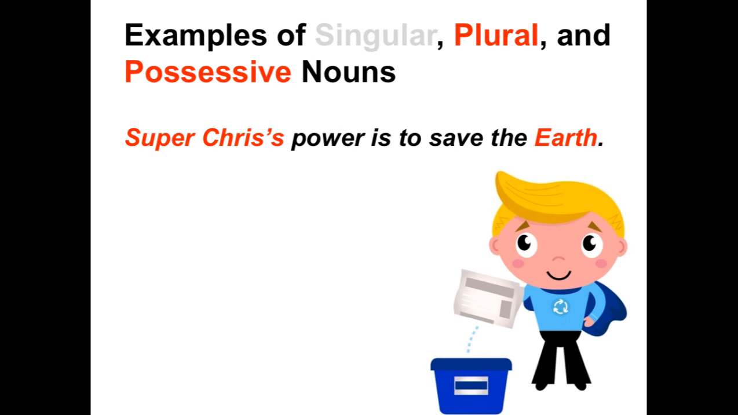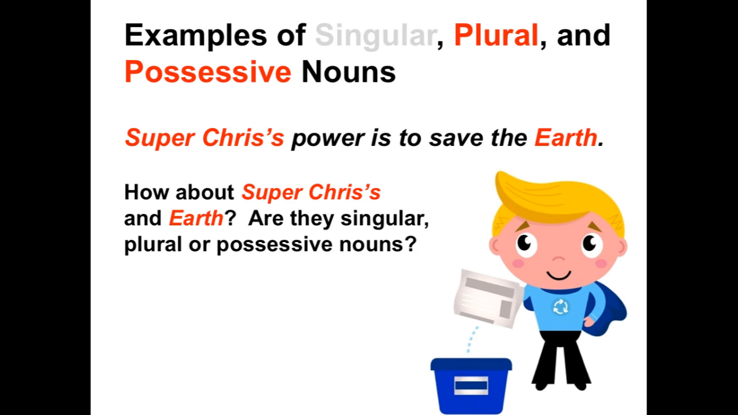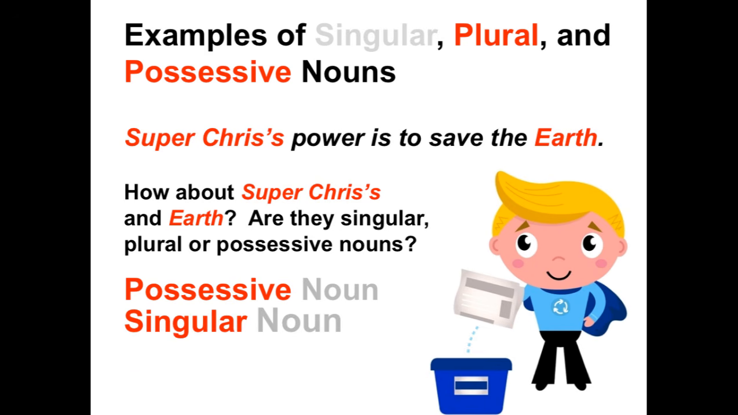Here's another example of singular, plural, and possessive nouns. Super Chris's power is to save the Earth. How about Super Chris's and Earth? Are they singular, plural, or possessive nouns? Well, let's look at Super Chris's. Super Chris's is a... That's right, a possessive noun. What about the word Earth? Well, it's a singular noun, and I know you knew that.